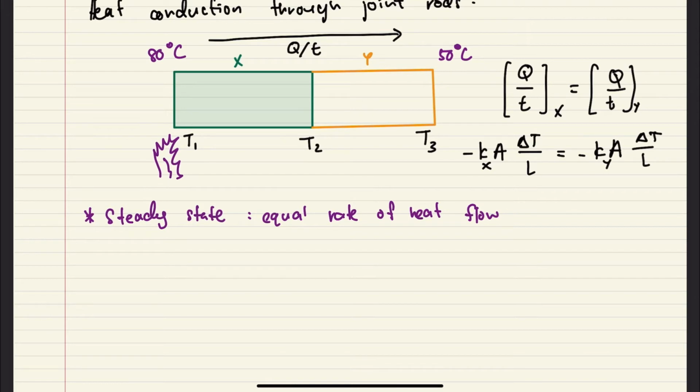And then the key thing here is about this delta T. Delta T for X is basically from here to here, so it will be T2 minus T1. On the other hand, for Y, it would be T3 minus T2.